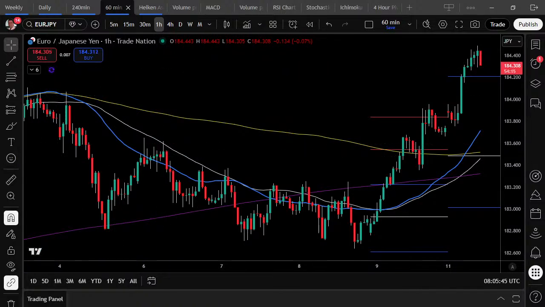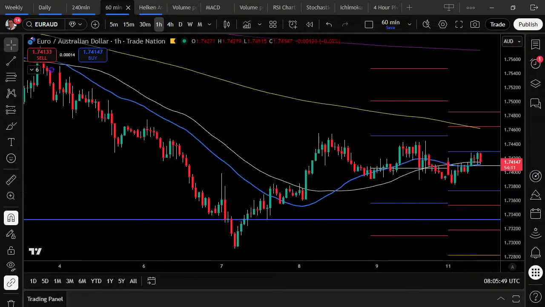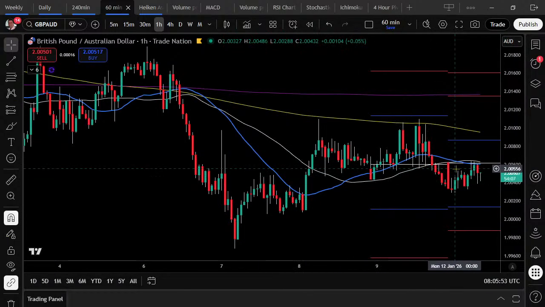So a bit slow. I was looking at the other euro pairs, euro Aussie here. Well, this has gone choppy. That's no good. And the pound Aussie, similar, completely gone choppy now. So not interested in any of those. So a wait and see market today by the looks of things, a lot more.